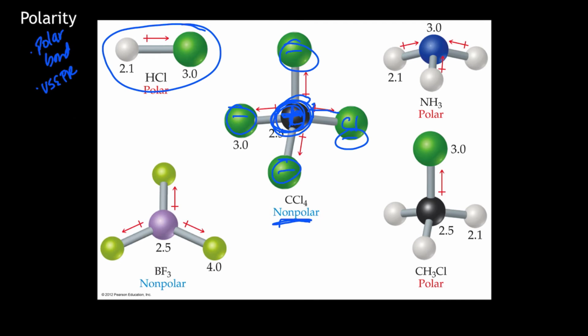Versus up here where we have NH3, again, we have polar bonds. And note, again, the polarity is not just default positive in the middle. It depends on what we're talking about. So here in this case with the hydrogens out here, the negative is actually the nitrogen in the middle.